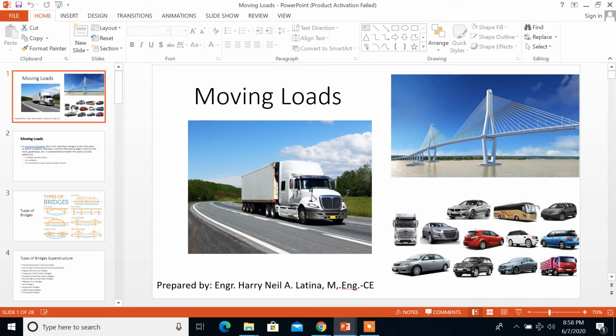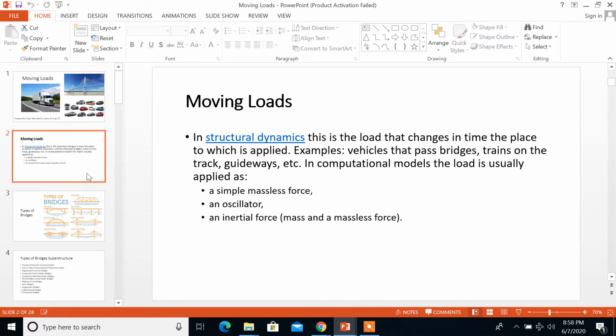So good morning guys. Our topic for today is all about moving loads. First, what are moving loads? Let's define moving loads first. In structural dynamics, it means gumagalaw na, kaya moving loads. This is the load that changes in time the place to which it is applied.